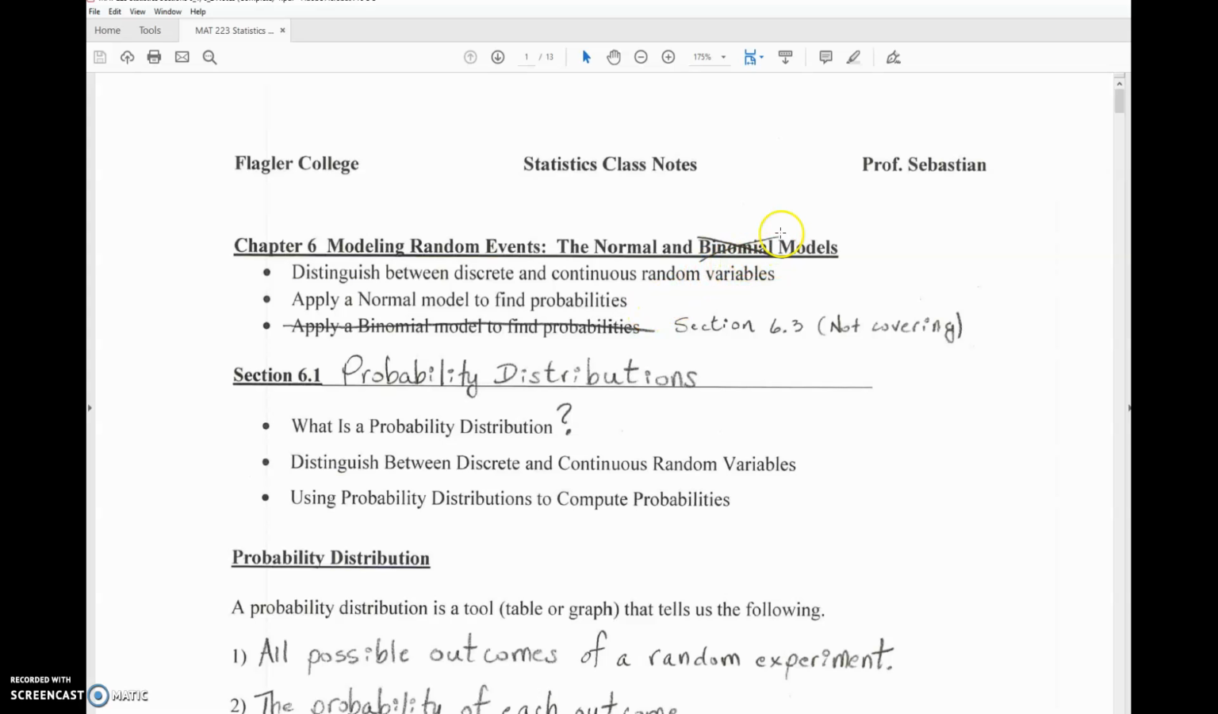Notice I have crossed out the binomial model and applying a binomial model to find probabilities, as this is covered in section 6.3, which we will not be covering. It is simply not necessary for you to understand chapters 7, 8, and 9, so we're going to skip that.